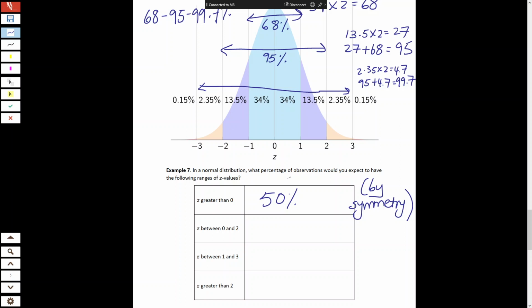What numbers should I add together to get the percentage with z values between 0 and 2? 34, 13.5. Right, so these two numbers here. So 34% plus 13.5% is 47.5, which is half of 95. Right, because it's only one half of between -2 and 2.